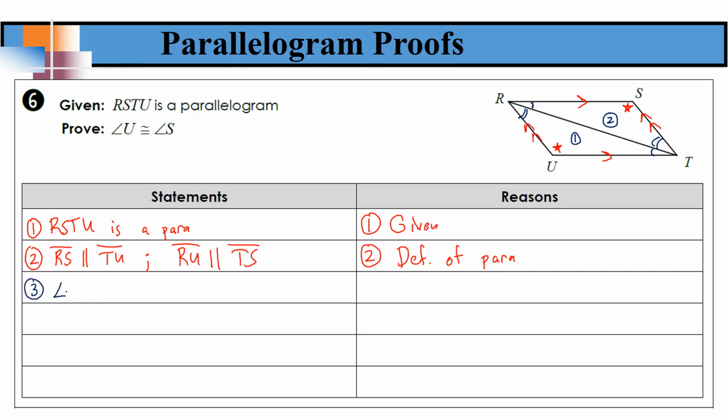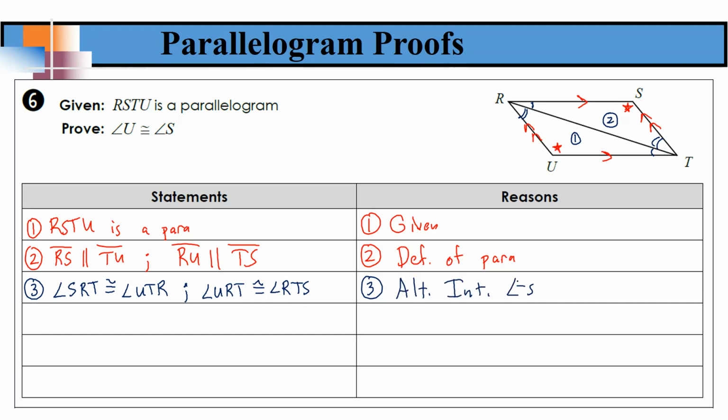We can say that angle SRT is congruent to angle UTR. We can also say that angle URT is congruent to angle RTS. Those are just the angles that I had marked there. We know those are congruent because they are alternate interior angles.